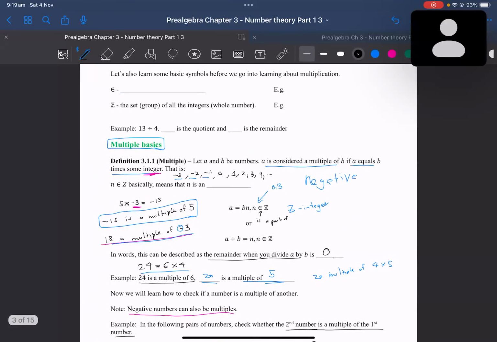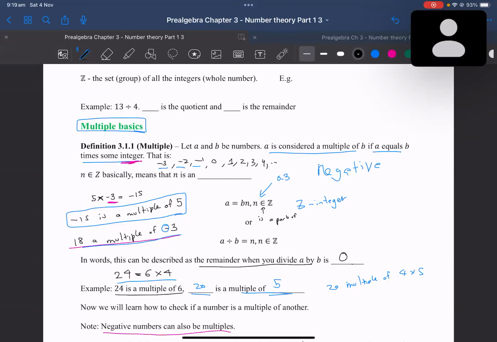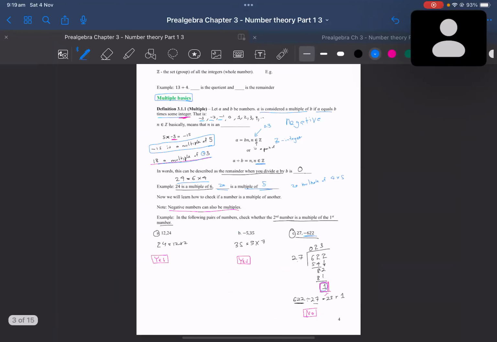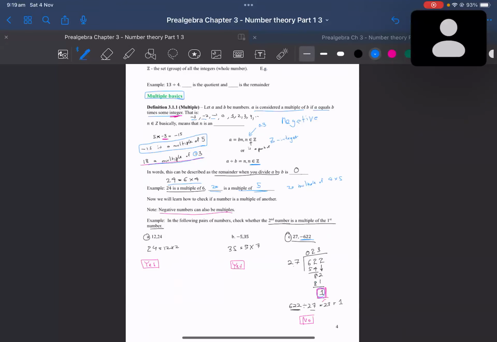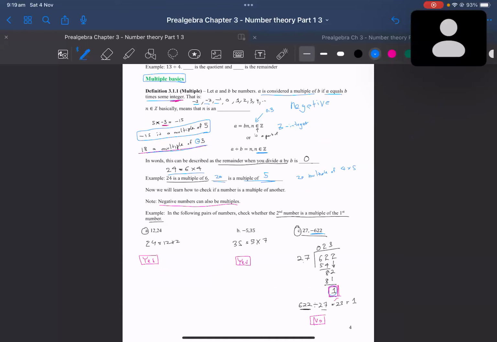Is it the same on the bottom? It says a divided by n equals n. N is an integer. Yeah, n is an integer. Yeah, thanks. Yep, no worries. Okay, so is it clear how to check if the numbers are multiples? If it's a small number, you can do it in your head, but if it's a big number, do long division and see if the remainder is 0 or not.